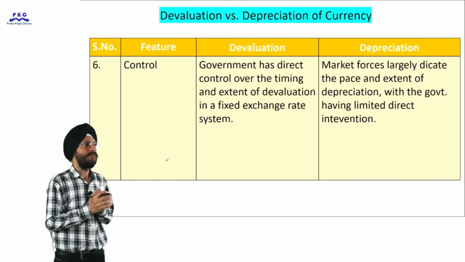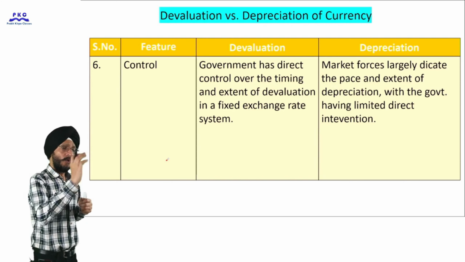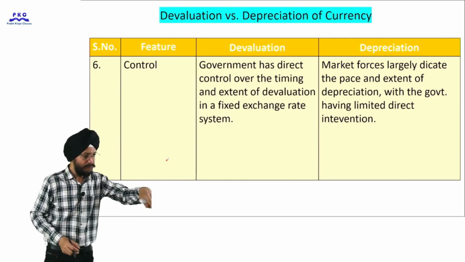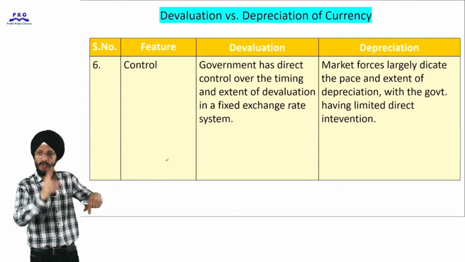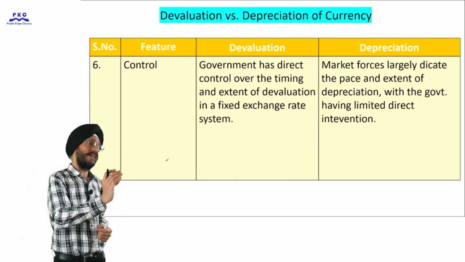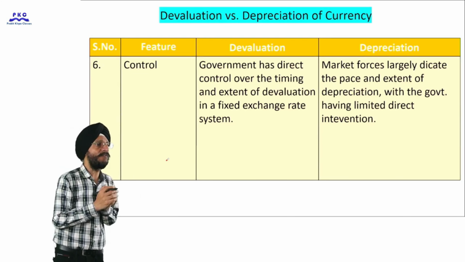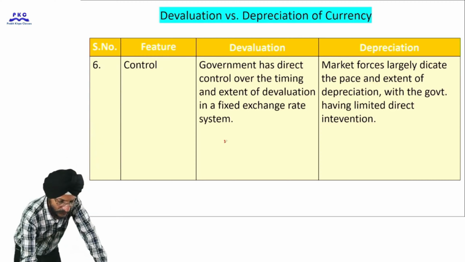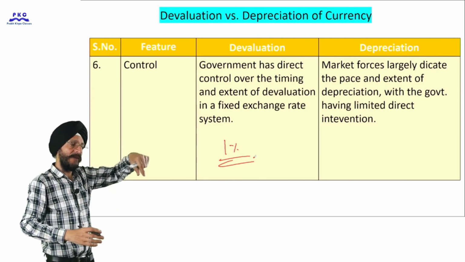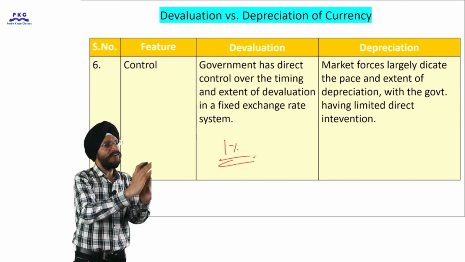Next is control. In the case of devaluation, government has direct control over the timing. It may decide that it will devalue its currency tomorrow or next week or on a particular date. The government decides what is the timing of devaluation and what is the extent of devaluation, whether it wants 1% reduction, 2%, 3%. The government decides timing and extent of reduction in the value of the currency.